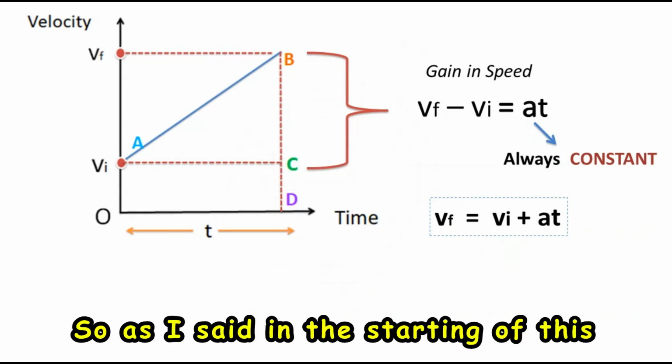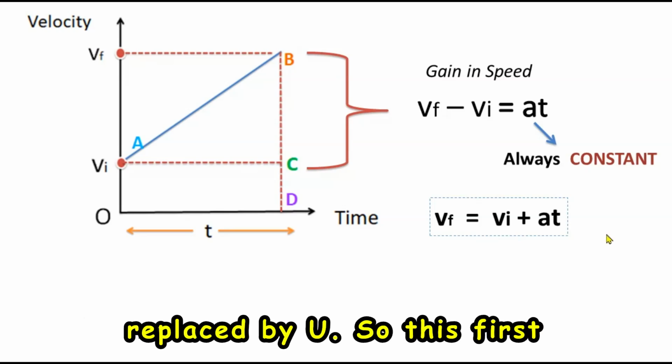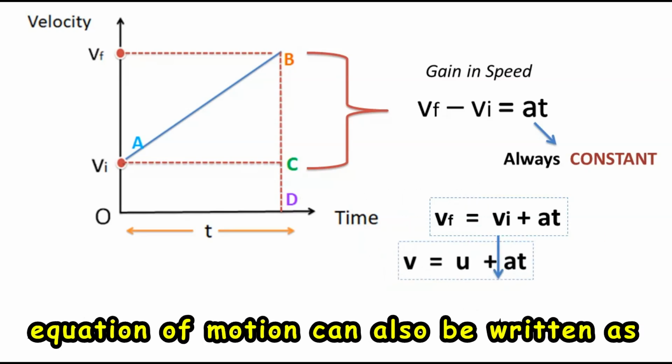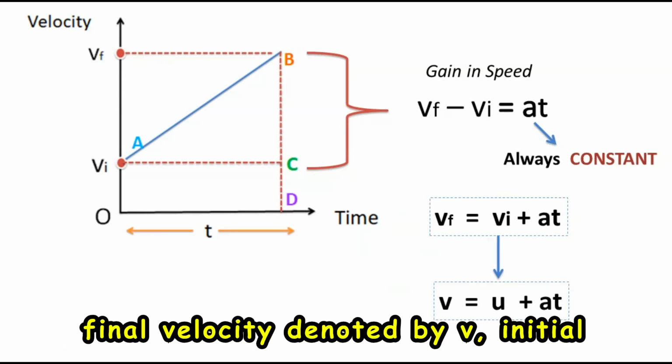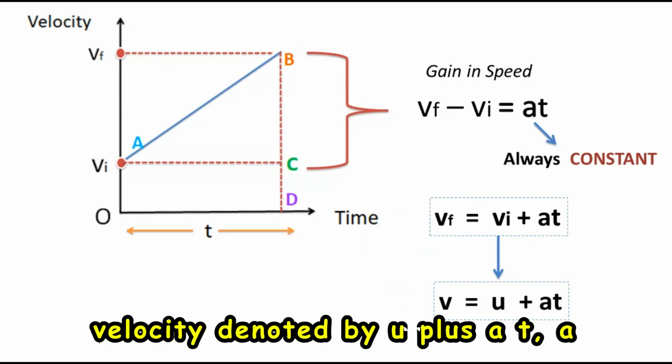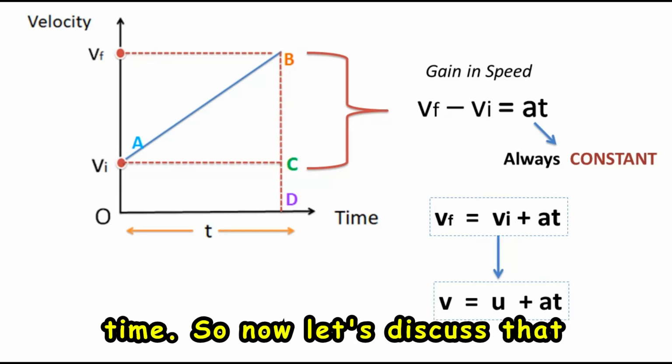So as I said in the starting of this video, that initial velocity can also be replaced by u. So this first equation of motion can also be written as final velocity denoted by v equals initial velocity denoted by u, plus at. A represents acceleration and t represents time. So now let's discuss how the first equation of motion is represented in free fall motion.